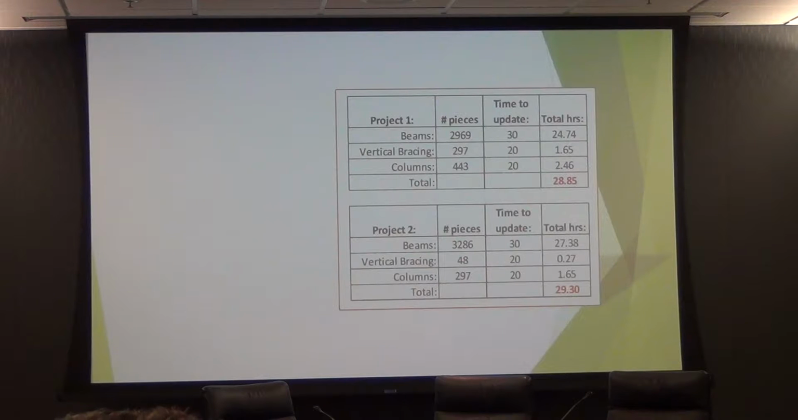But I pulled 2 projects, and these were from projects that we did at HNTB, and pulled the number of beams and braces and columns, and just guessed on the time to update. So a beam, maybe it's 30 seconds to change the size, put the studs on it, put the camber on it. And the point there is, even if I'm off by a factor of 2, and it only took you 15 hours, that still is a lot of time to update all the braces, the columns, and the beams.